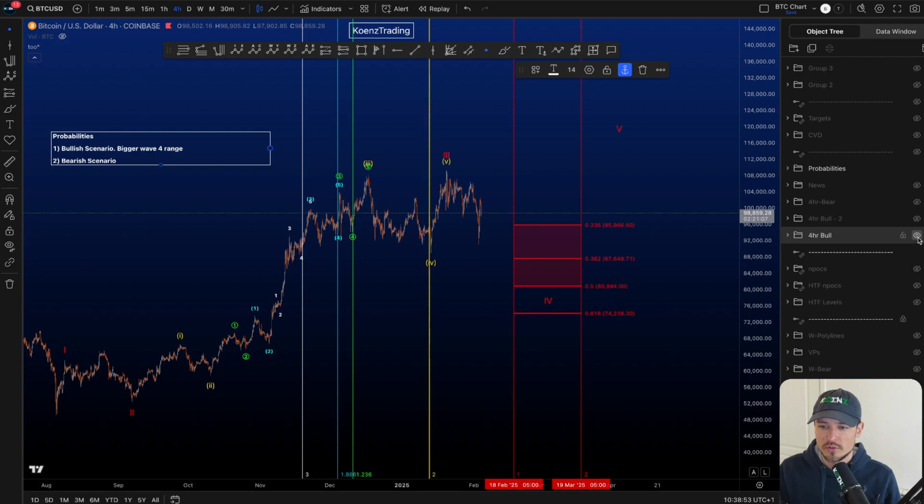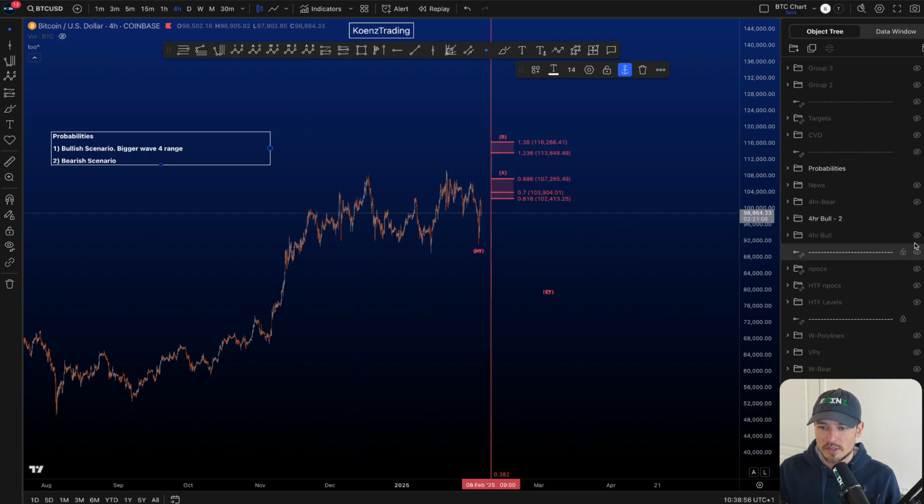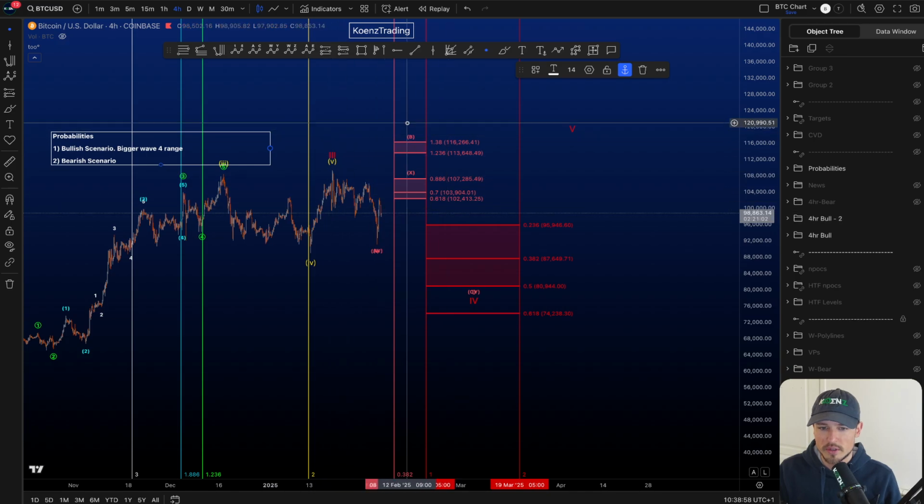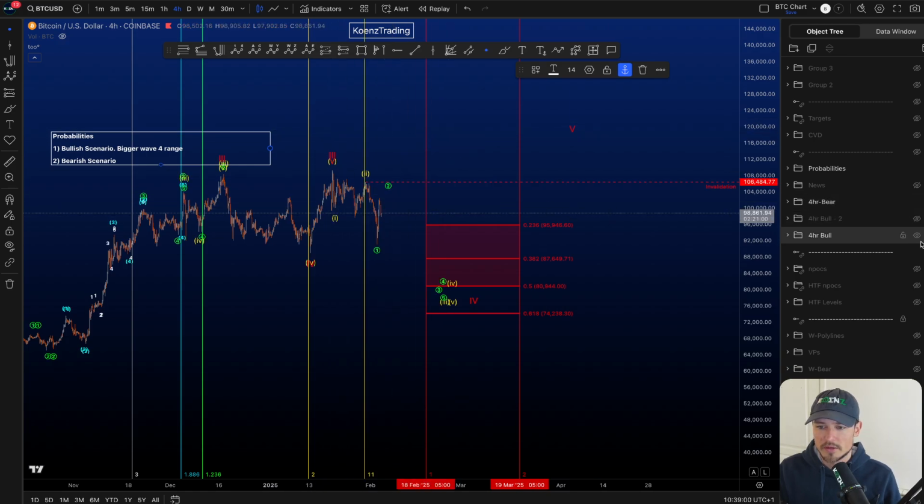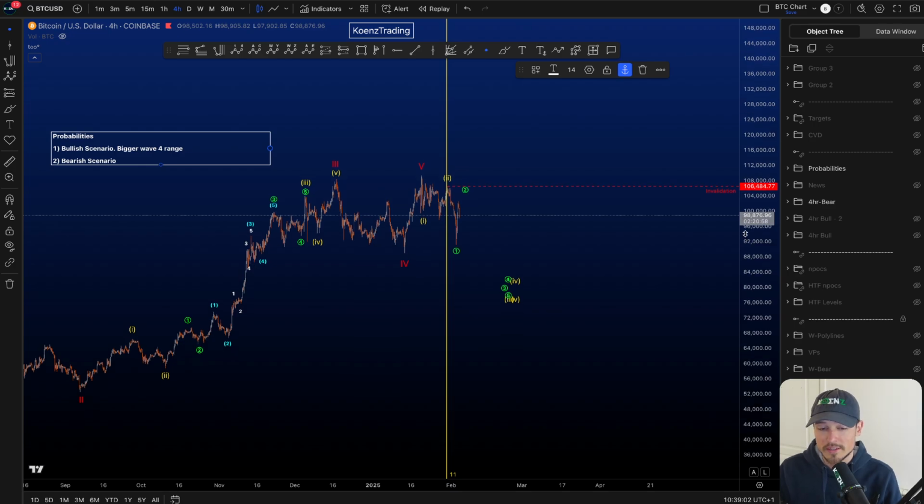And then on the number 2 spot, right? By the way, the bigger wave 4 range is then at the moment WXY or ABC. And then the bearish scenario, that is your alternative scenario, lower probabilities.